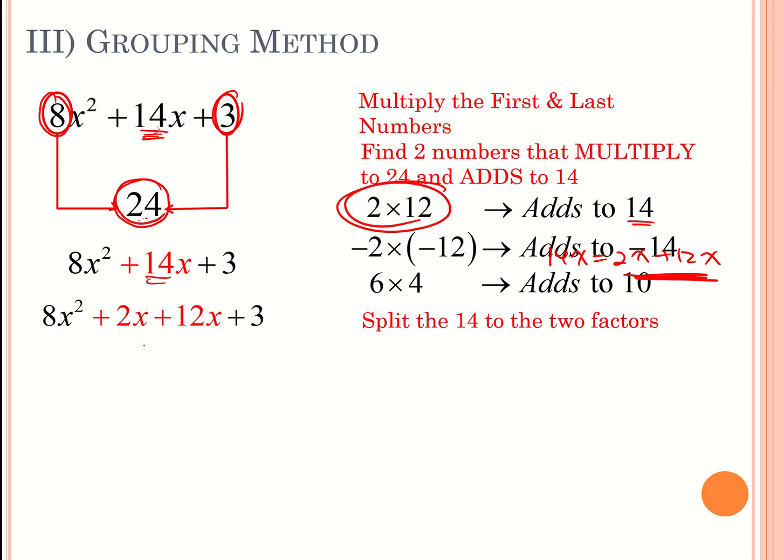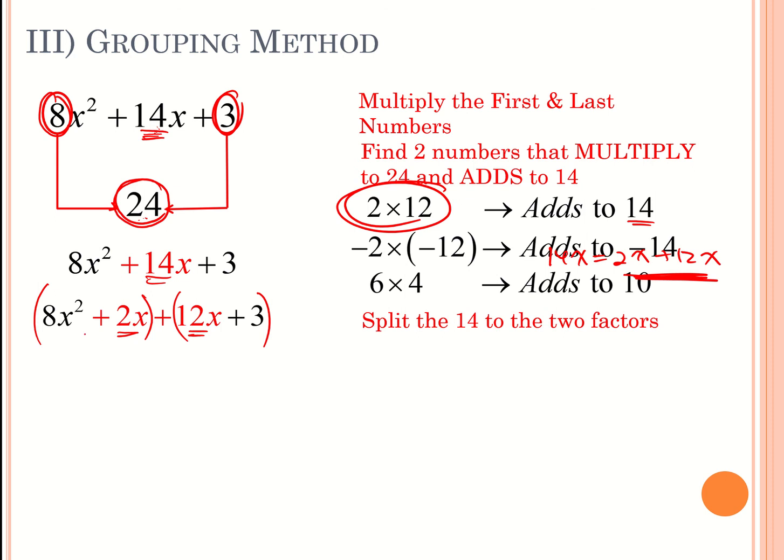And a lot of people ask, well, which one do you put in front and which one do you put in back? Honestly, it doesn't really matter, okay? Just put the 2x in front and 12x in the back. If you switch them, it actually still works, and if you want, I can show you. So I'll put the 2x in front, 12x in the back, and I'm going to bracket them like this, okay?